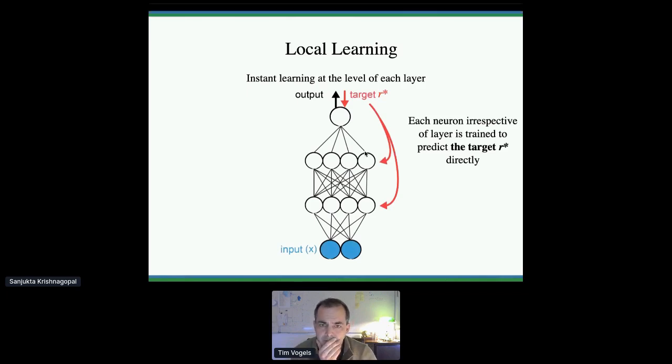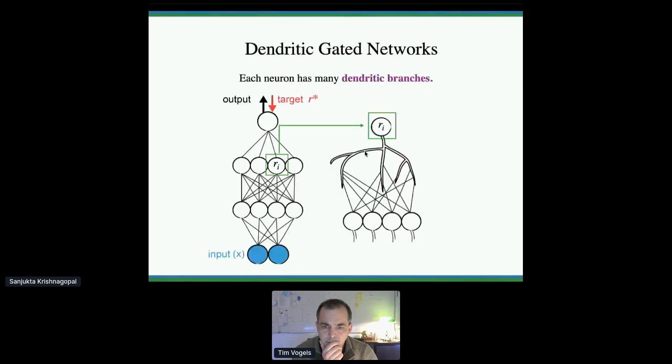However, just implementing straight up local learning doesn't quite work. And so in the hopes of getting something to work, I'll introduce our model, the dendritic gated network.